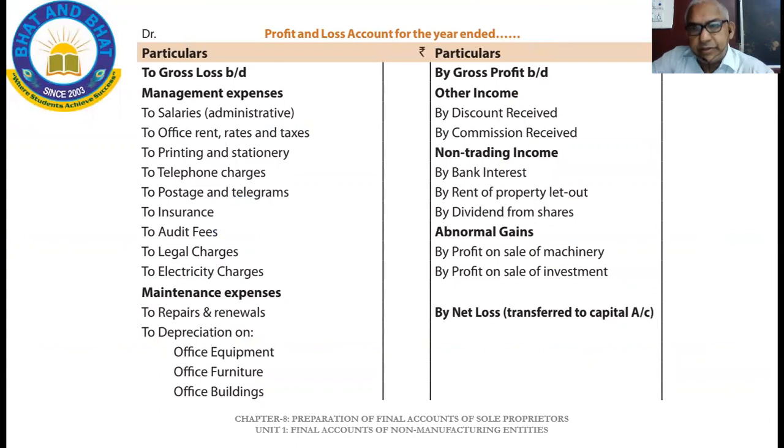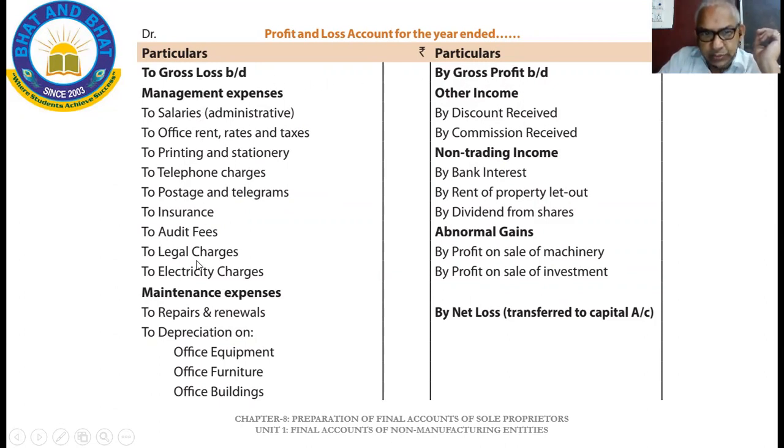See, this is how it is written. Profit and loss account. See, these both will not be there. Any one will be there. Either this entry or this entry, depending on whether profit or loss. Gross profit means this entry will be there. Gross loss means this entry will be there.